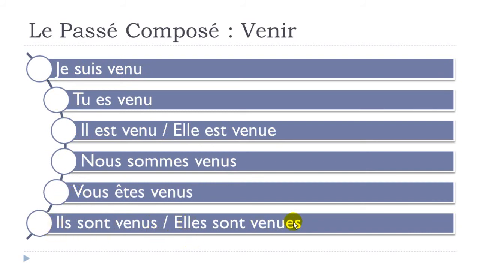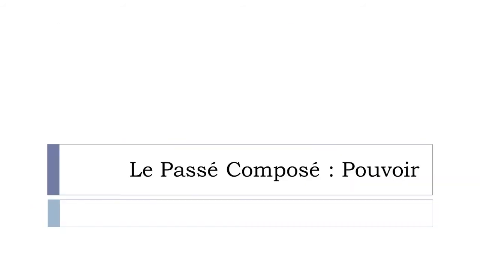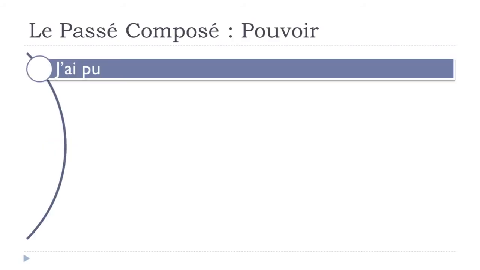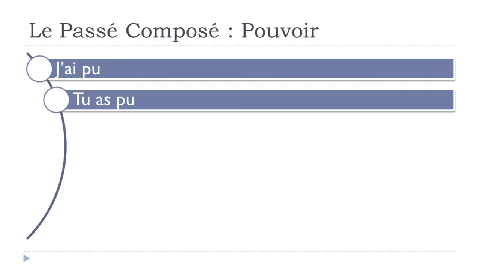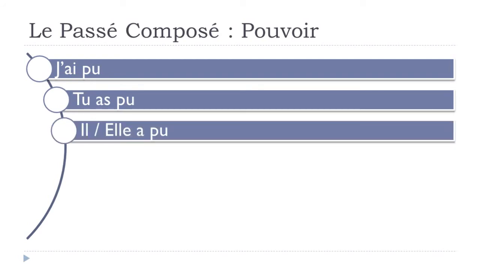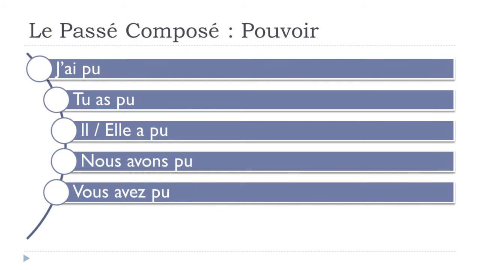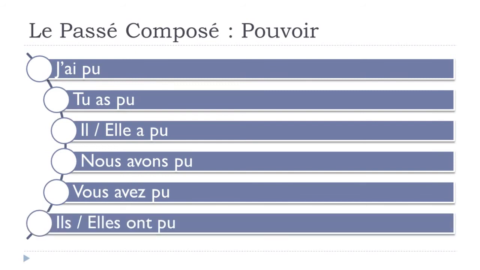Elles sont venues. So we'll see together le passé composé form of pouvoir, can, and then we'll see how it goes at the past form, this passé composé form. Okay? So, j'ai pu, tu as pu, il a pu, elle a pu, nous avons pu, vous avez pu, ils ont pu, elles ont pu.